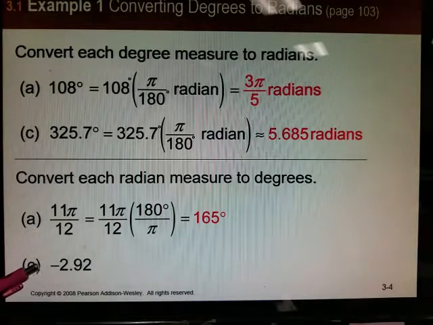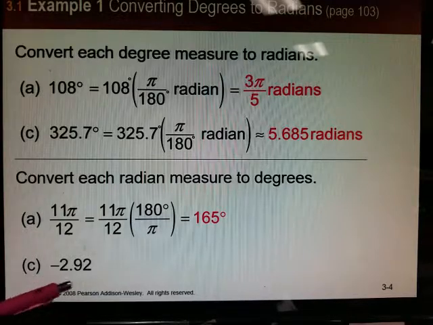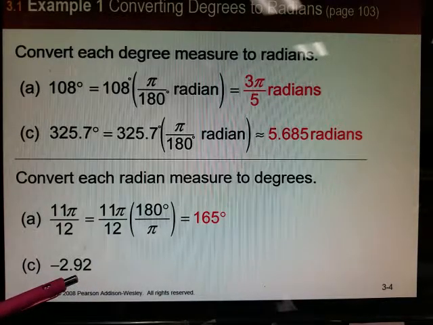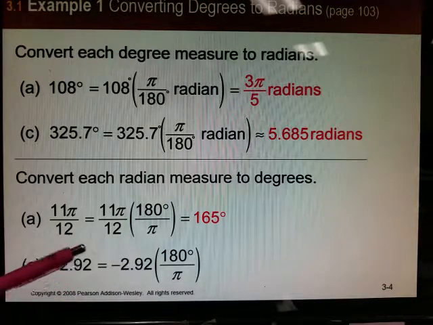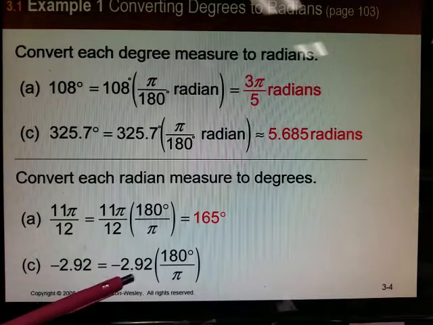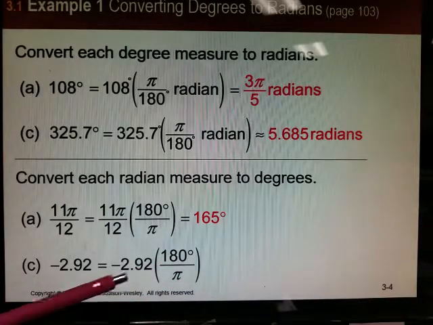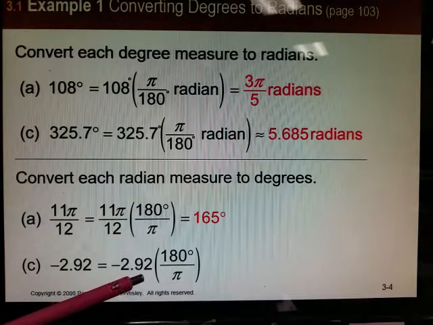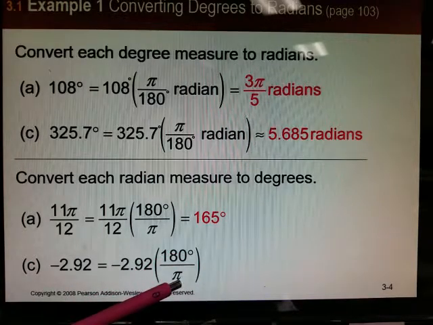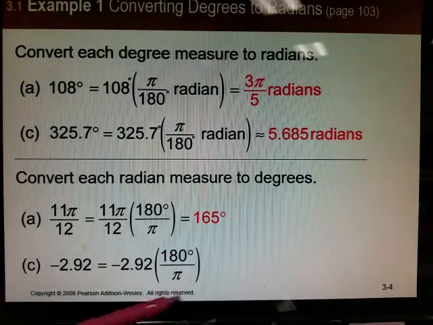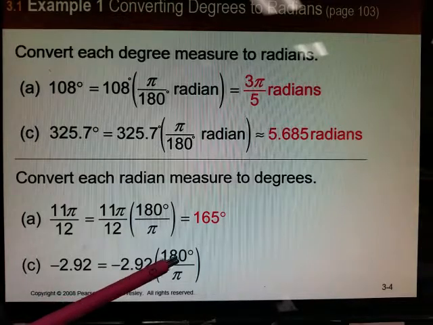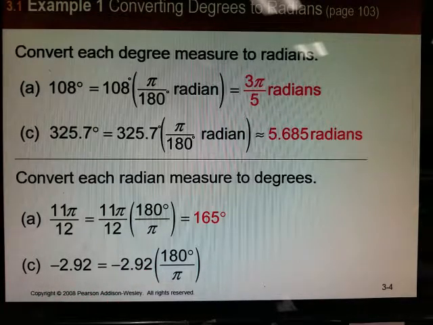Negative 2 and 92 hundredths converted to degrees. Notice there's not a degree symbol on this, so that means this is in radians, even though there's not a pi symbol there. If there's not a degree symbol, that is understood to be radians. I have to write a degree symbol for it to mean degrees. Now, since I want to convert that radian to a degree, I would multiply by degrees and divide by radians. Therefore, the radians cancel. So I have negative 2 and 92 hundredths times 180, and then divide by pi.